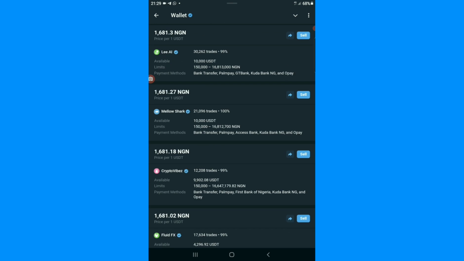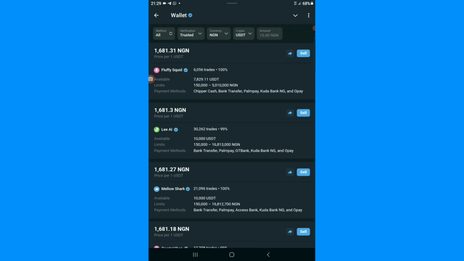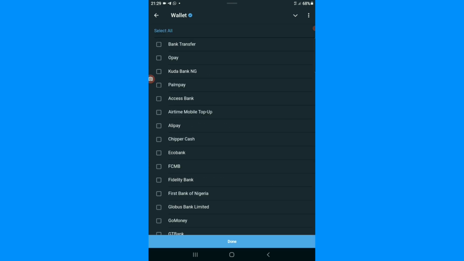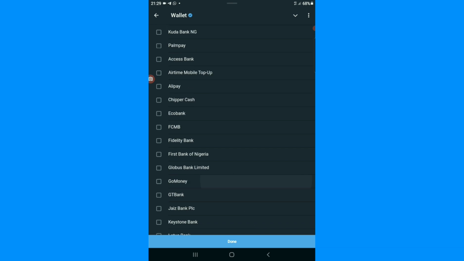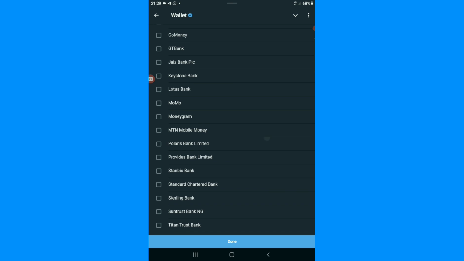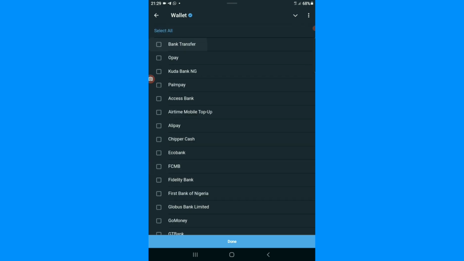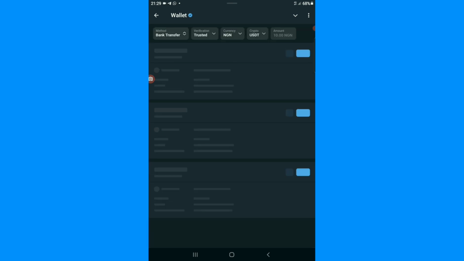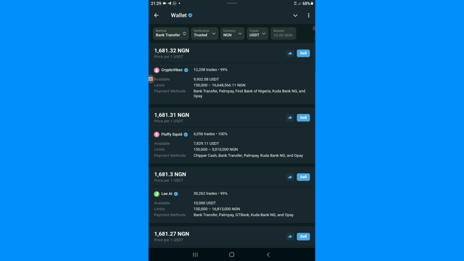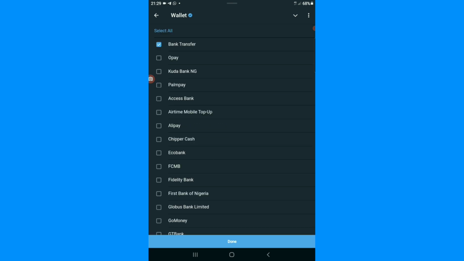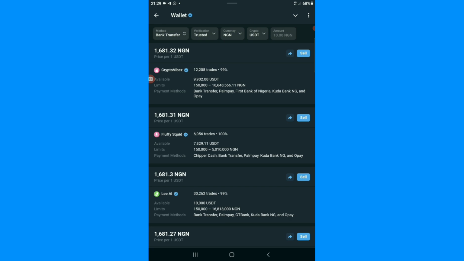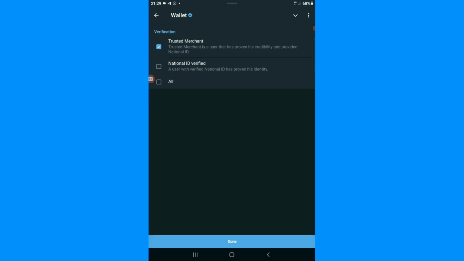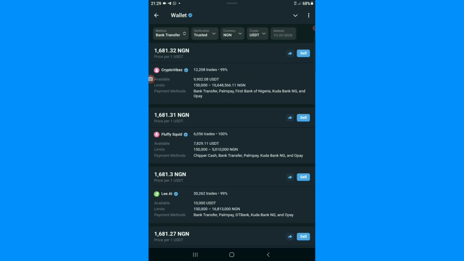So the first thing you have to do is to tap on method. On method, you are going to see the different banks and methods of payment when you sell your crypto or your token. So I'm going to be selecting bank transfer. Tap on done. Then come on verification. You tap on verification, you select trusted merchant, you tap on done.